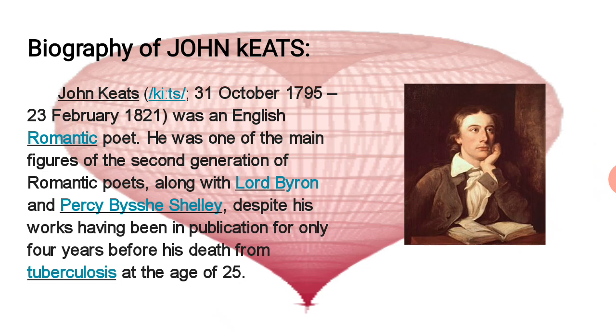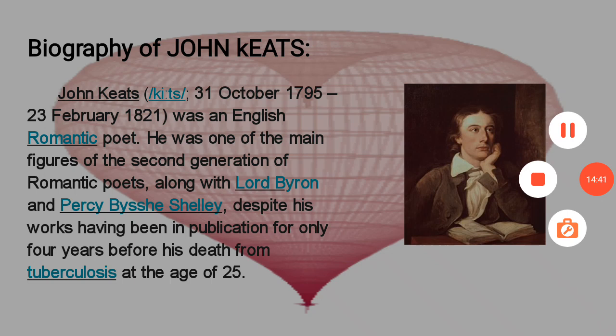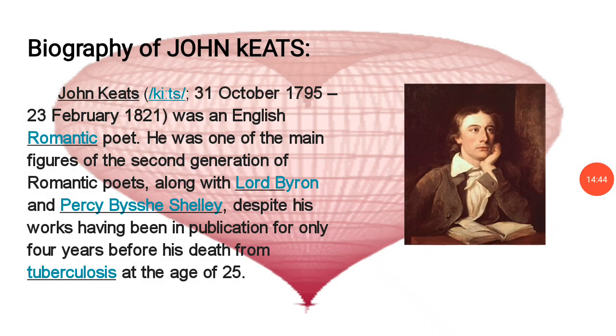Now we are going to see the biography of John Keats. Who is John Keats? He is a romantic poet. He was born on 31st October 1795, and he died on 23rd February 1821. He was an English romantic poet. He was one of the important figures of the second generation of romantic poets.